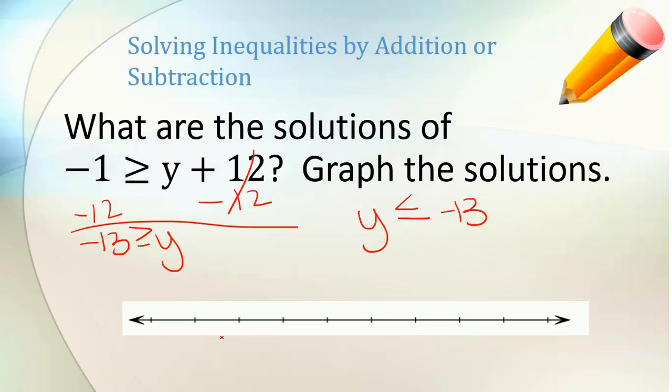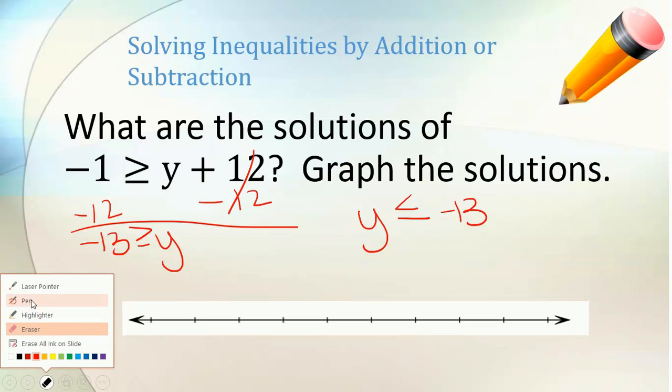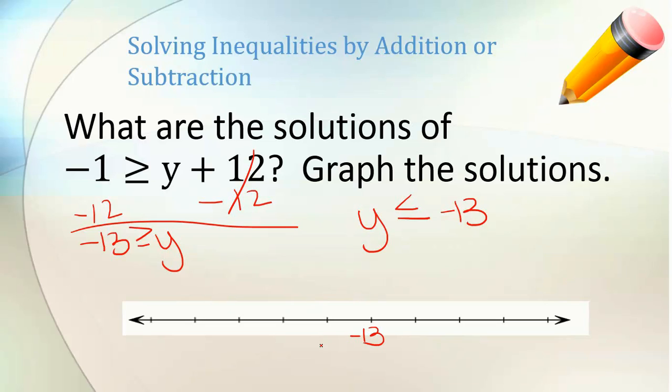Now we can graph. So I have negative 13. Oh, hold on, negative 13 doesn't go there. Silly me. Negative 13 goes here. Then negative 14 goes over here, because it's smaller, and negative 12 can go over there. What kind of dot at negative 13, open or closed? Closed. So we close our dot at negative 13. Negative 14 is smaller than negative 13, so we shade on that side. Perfect.